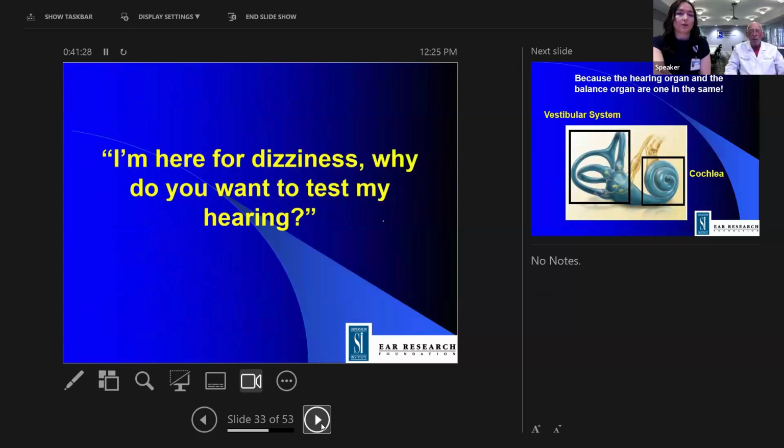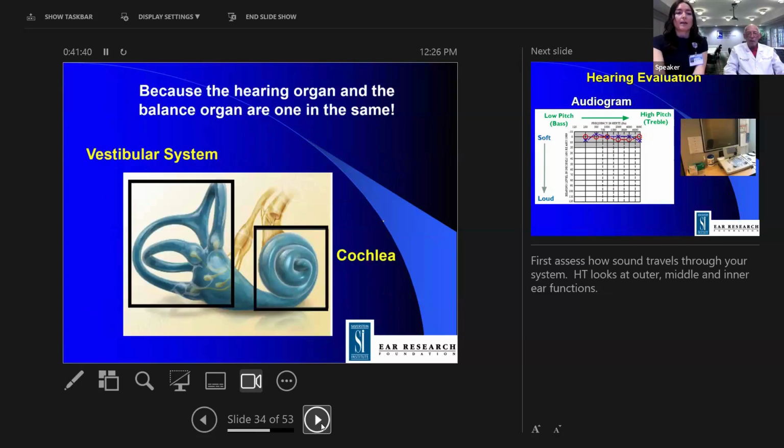So if you are one of those patients who might be confused as to why we're doing a hearing test, some patients will tell me, I'm here for dizziness. Why do you want to test my hearing? And at the end of the day, we want to test that hearing organ because the place that the cochlea lies is actually housed in the same cavity as the vestibular system. So because they have a connection, they could share a reciprocal relationship with one another, where the cochlea or hearing side could affect the balance side as well, or the balance side could affect the hearing side, and then the nerves that are attached to those organs could play a role on one another.